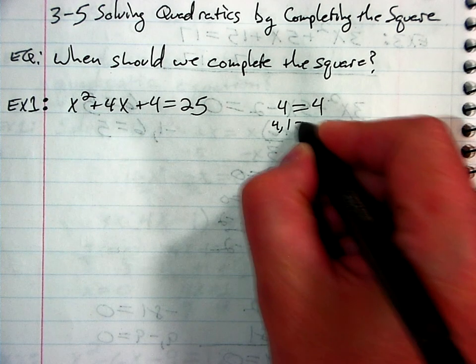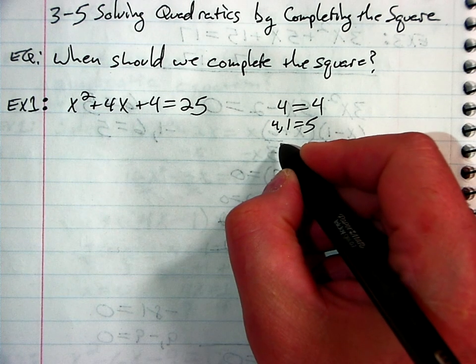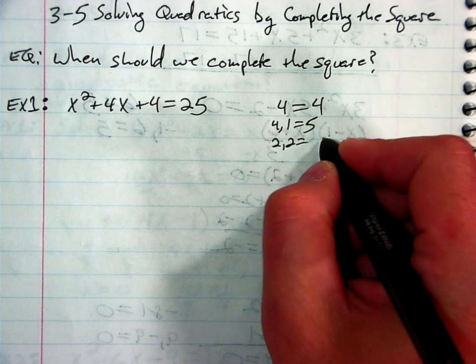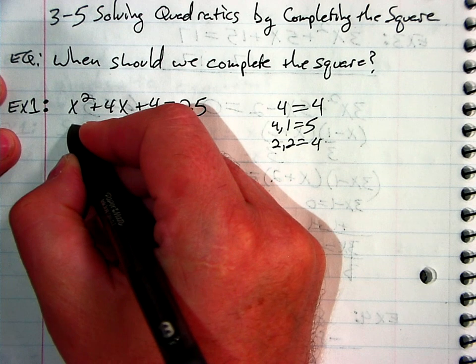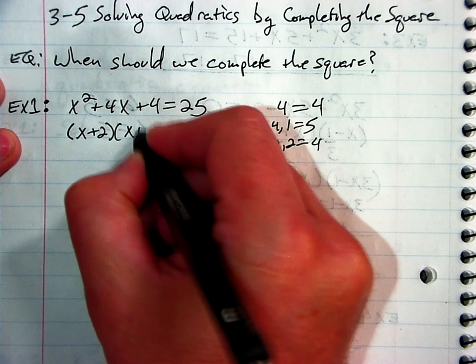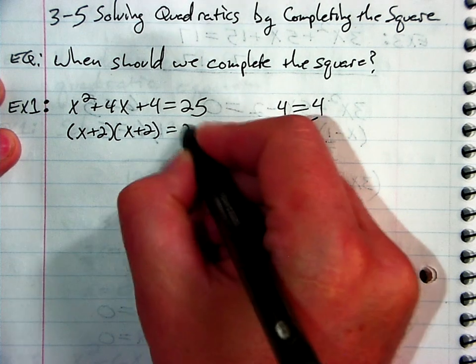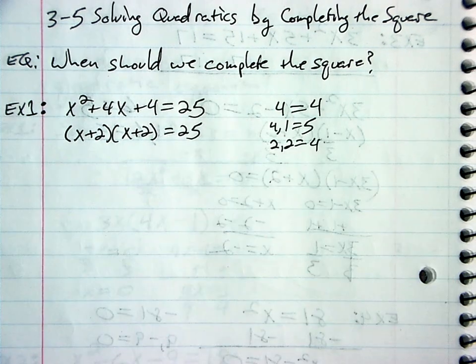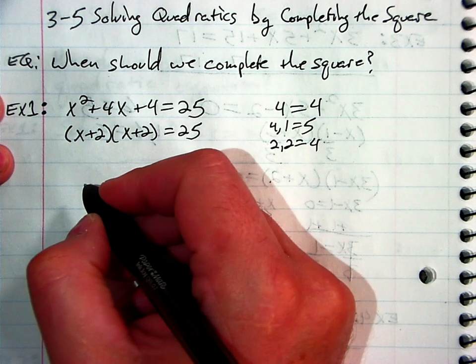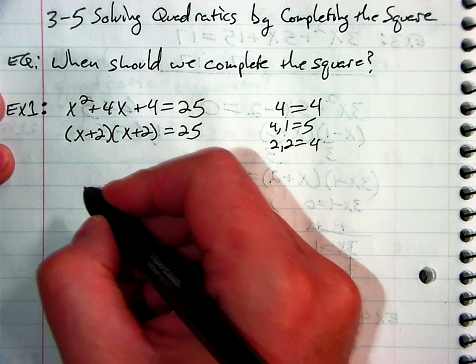Well, 4 and 1 equals 5. So maybe I was just ahead of myself. How about 2 and 2? Yes. So I could factor this into x plus 2, x plus 2. Is there another way I could write x plus 2 times x plus 2? X plus 2. Perfect, whoever said that, thank you. Good job, Jojo.